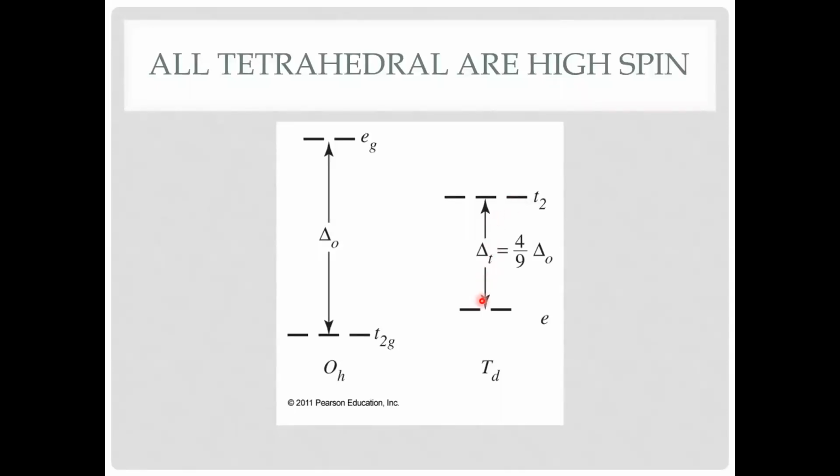Notice also that for the tetrahedral, they're a lot closer together, and for the octahedral, they're farther apart. And that difference, delta with a little t, means the splitting for a tetrahedral. That's 4/9 of what it would be for the octahedral. So about half of the energy difference for the tetrahedral as compared to the octahedral. And that's going to mean tetrahedral usually has a small enough splitting that it's going to be a high spin environment.